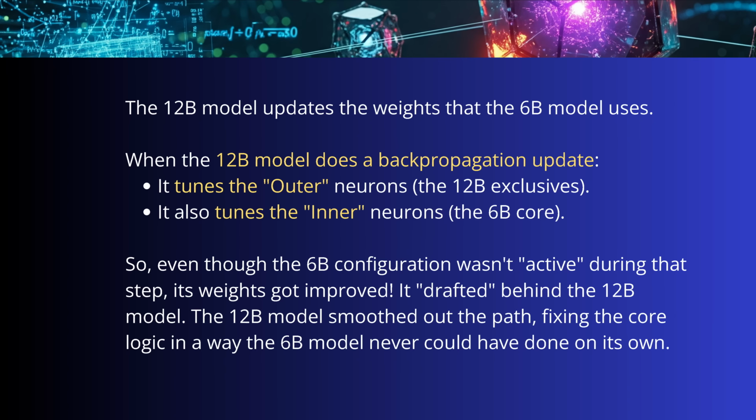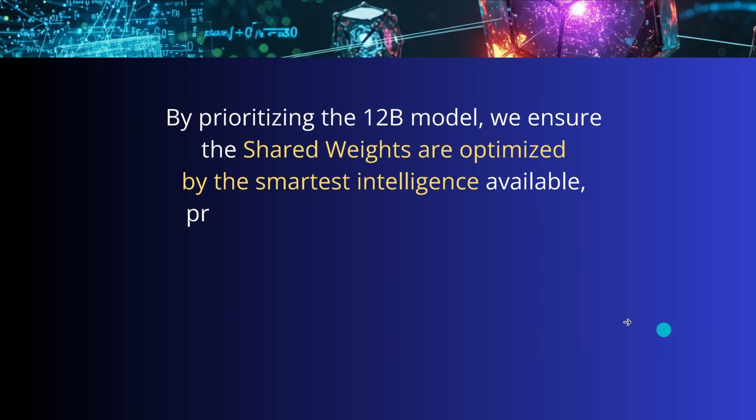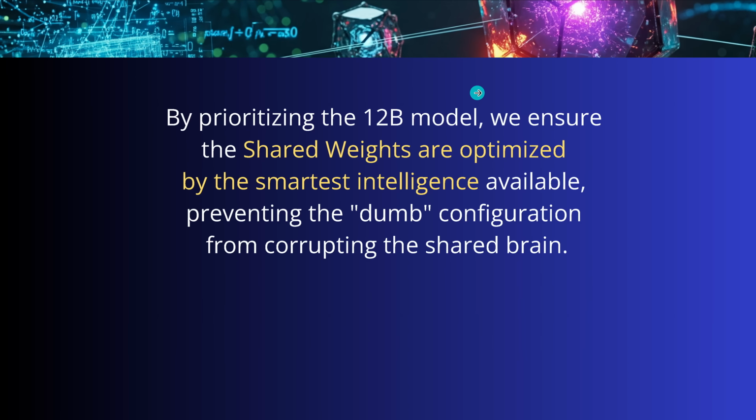So interestingly, we improved the 6B model with the logic of a 12B model because they have the same core weight structure. What an elegant methodology to train the 12B, the 9B, and the 6B model in one run. In one real complex run. No mistake, but in one run. So by prioritizing the 12B model in our pre-training process, we ensure that the shared weights are optimized by the smartest intelligence available, our 12B model, preventing the dumb configuration from corrupting the shared brain, like it happened until now for all our training exercises.